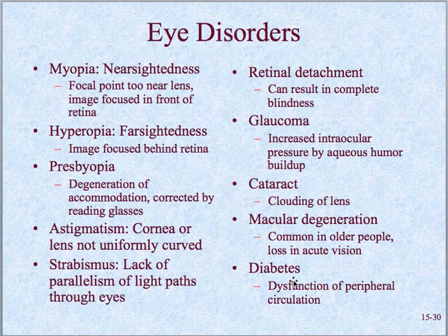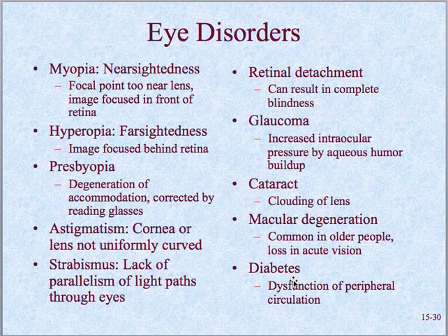Macular degeneration, which is common in older people, you're going to see a loss of acute vision. And this is because you're affecting the area of the retina, the macula lutea, which is the area of greatest visual acuity. Diabetes also is going to affect peripheral circulation, affecting the eye.